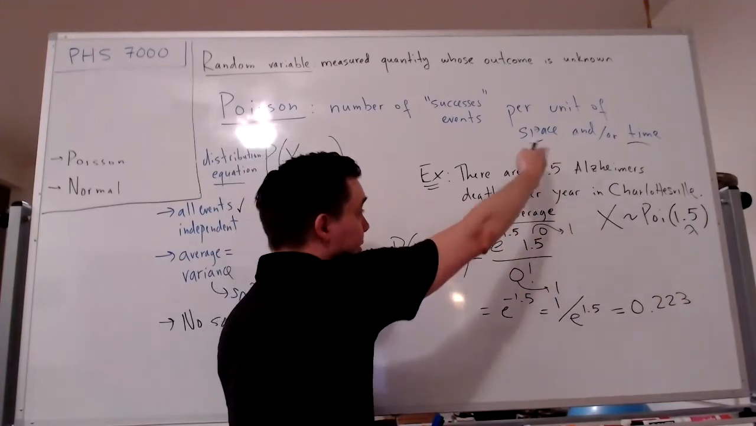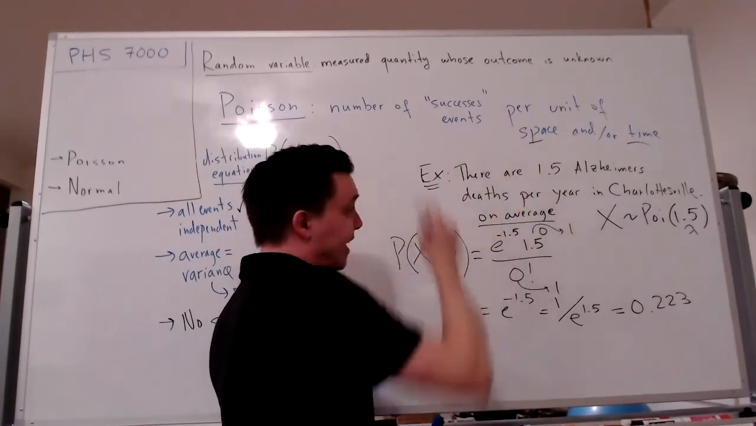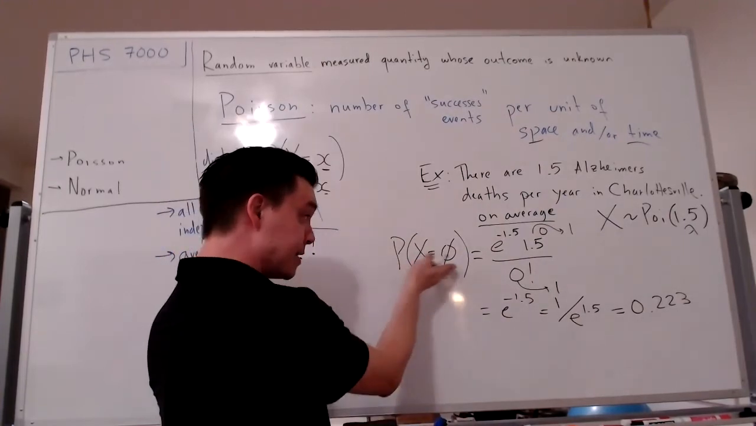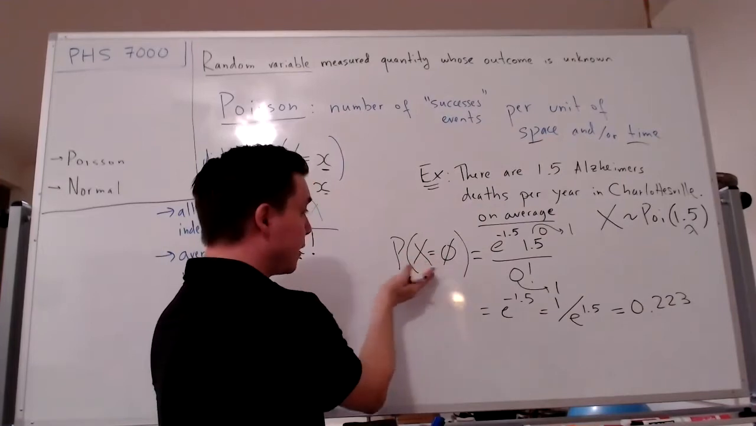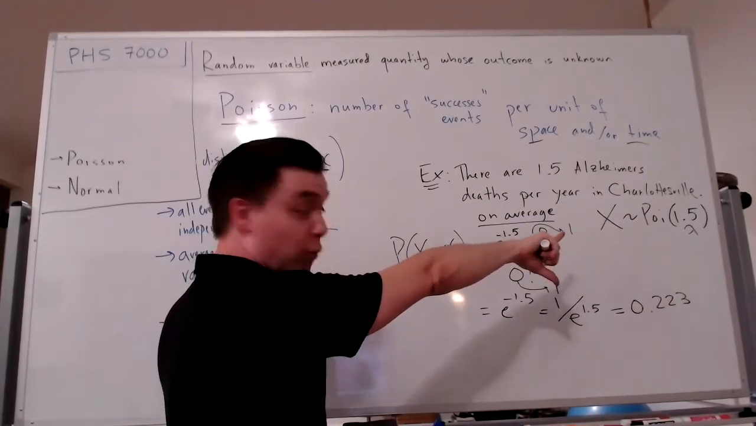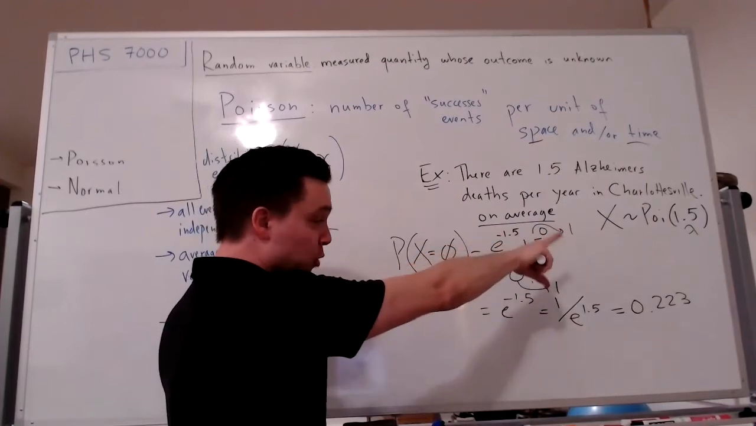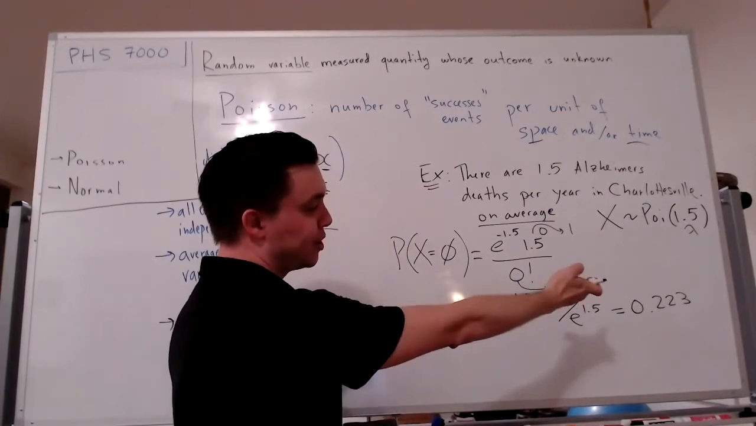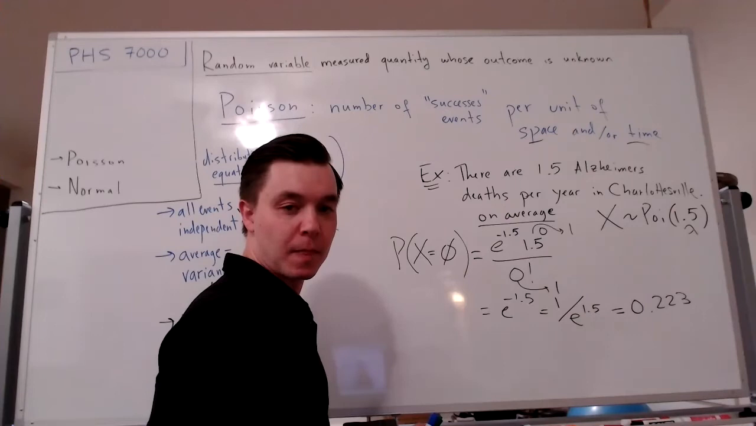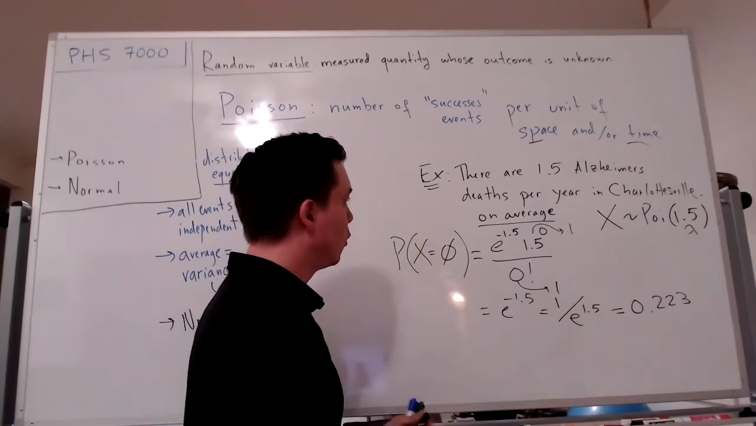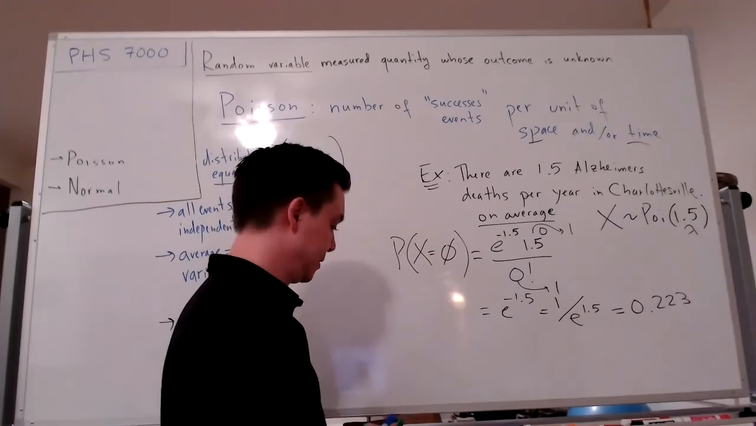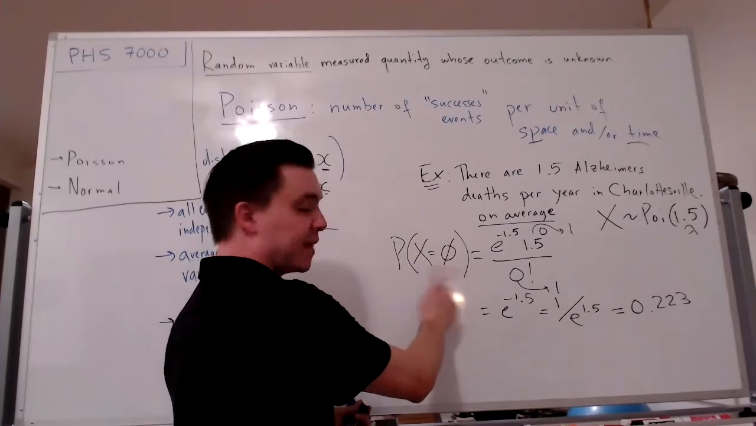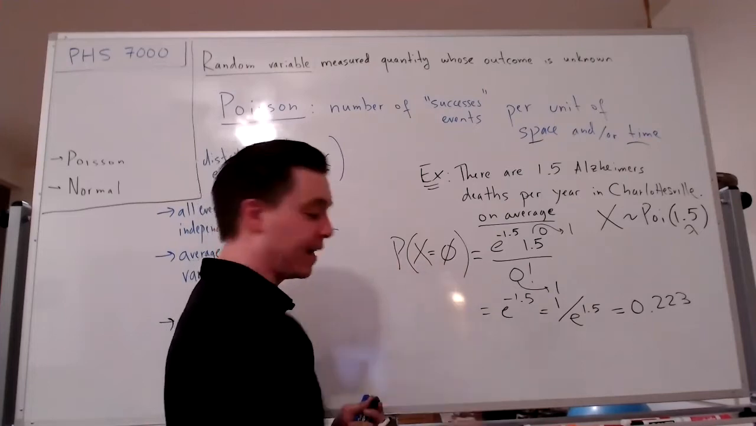So if I have 1.5 Alzheimer's deaths per year in Charlottesville, the chances that we'll have a year in the city with no deaths at all, even though the average is 1.5, is about 22%. It's a good year. So intuitively, what happens if my rate increases? If my rate increases, what do we expect to happen to the probability of no deaths at all?